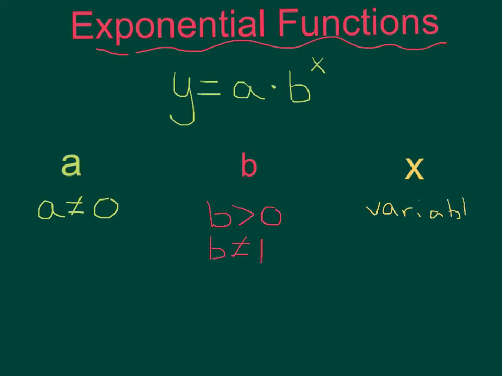So you're always plugging in numbers for a and for b as part of your equation, and then x is your variable. And then a couple other bits of information about a and b that will help you with story problems and with graphing. Whatever a is, that is your y-intercept. And then b will always represent your rate of exponential growth or your rate of exponential decay.